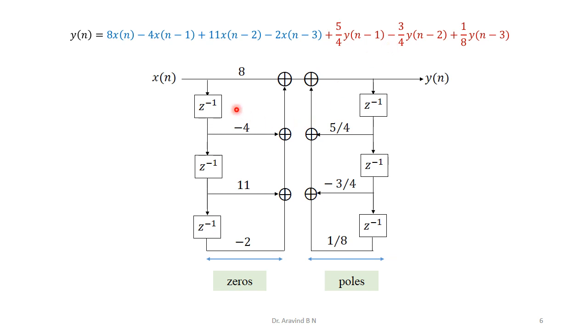Now start realizing. x of n we have, 8x of n we need to realize. That means x of n must be multiplied with 8. Therefore, this line is completely x of n. If we write 8 over here, then it will become 8x of n.